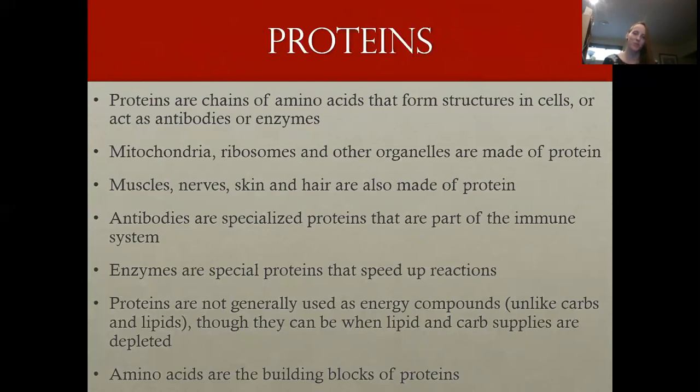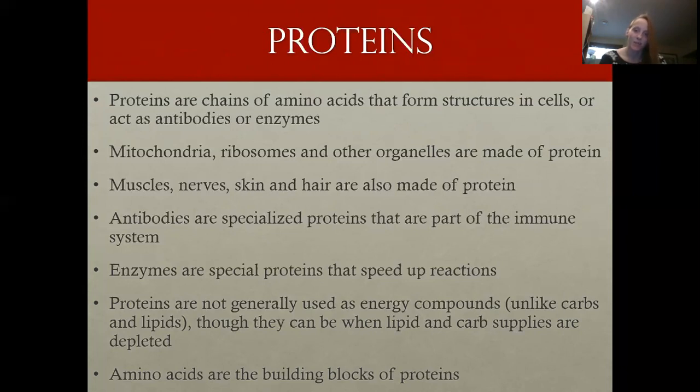Then we get into proteins. Proteins are chains of amino acids that form structures in cells, and there are millions of different structures in your body that are made up of proteins. Pretty much all of your organelles, antibodies, enzymes, muscle tissue, all that kind of stuff is made up of protein. Your hair, your skin cells, all of that.